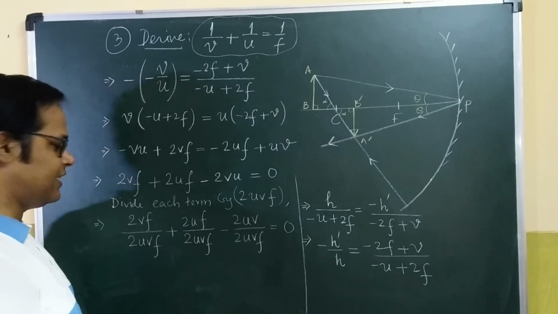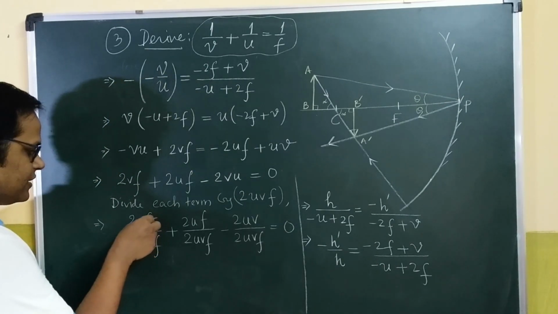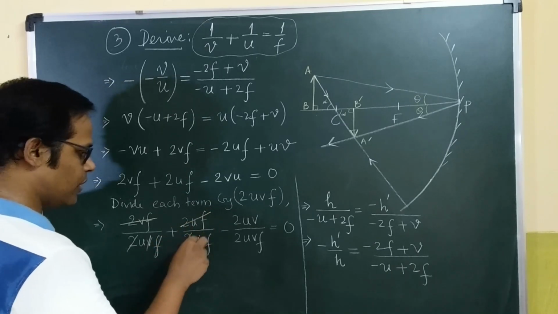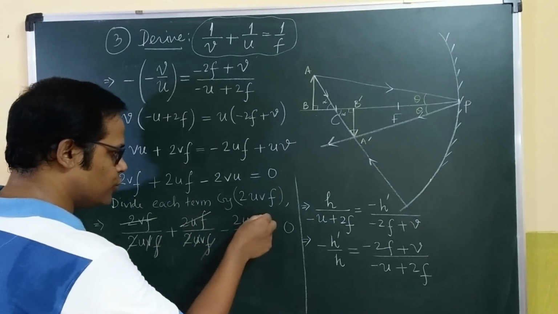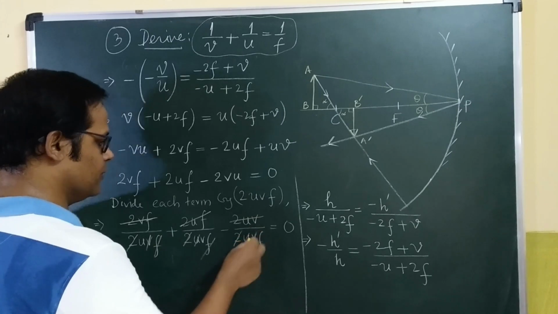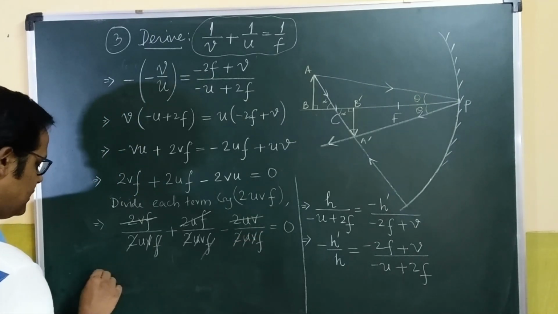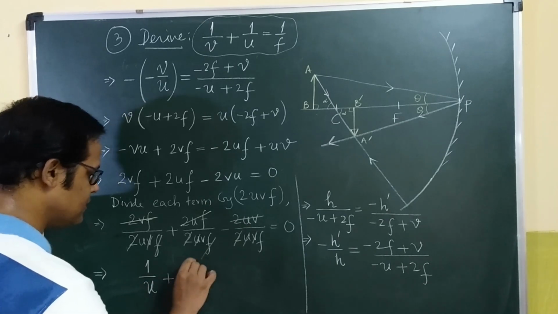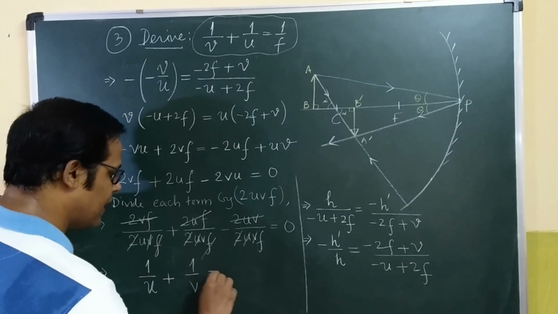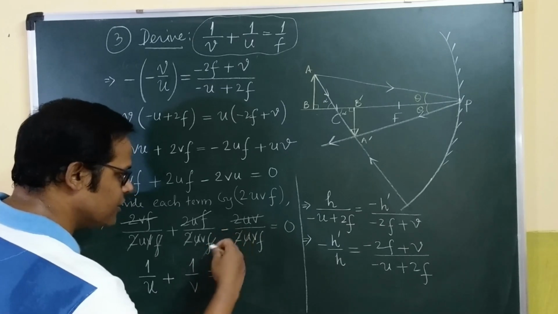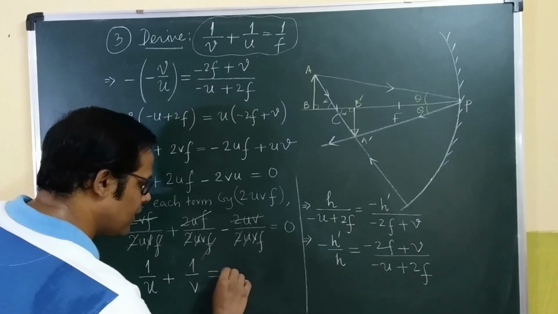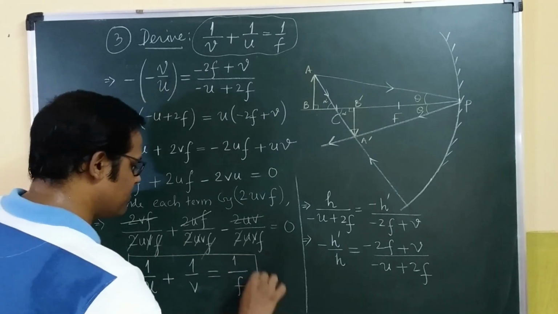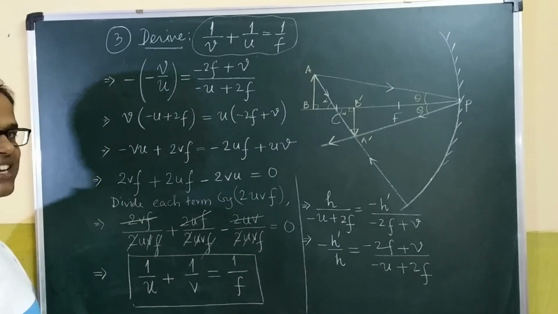And it's a happy sight coming up. I'm going to lose all this thing. 2vf gone, 2uf gone, and 2uv gone. So please note it down. Hence we get the formula 1 by u left over plus 1 by v. If I directly take it on the right hand side, this minus becomes plus, and you are going to get 1 by f. That's it, my dear students, for today's class.